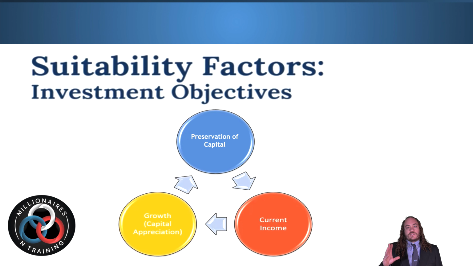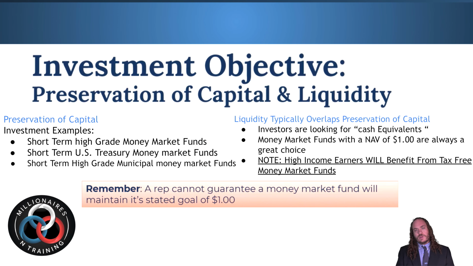So when the investor is talking about preservation of capital and liquidity, some different examples include, for preservation of capital, short-term, high-grade corporate money market instruments, short-term U.S. government treasury money market funds, and short-term, high-grade municipal money market funds. These are always where we can save money to preserve our capital. I don't want to lose the money I'm putting in.